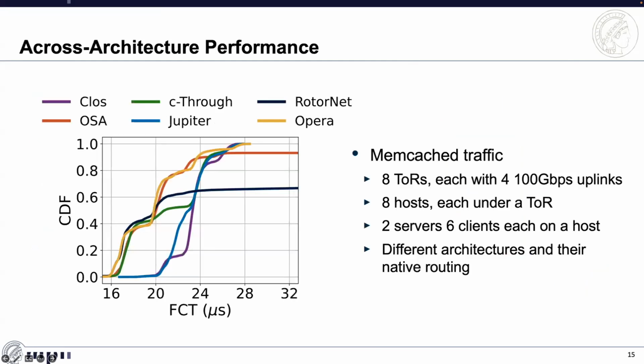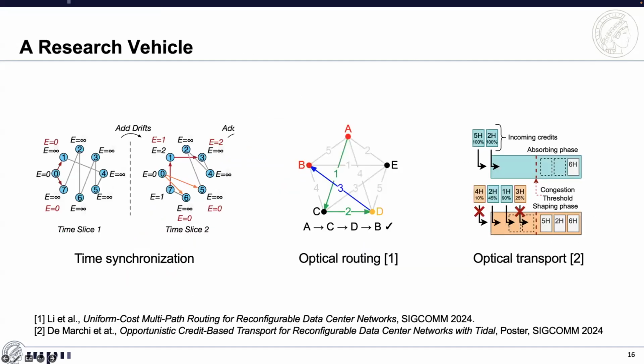Okay, and on our testbed, we can run different optical architectures with their native routing, and we can have side-by-side performance comparisons. This is just one example. You can have many other use cases, like you can dive deeper into transport performance, and you can try out different applications, so on and so forth. Yeah. So this framework works as a research vehicle, which enables us to also do research on many other areas.